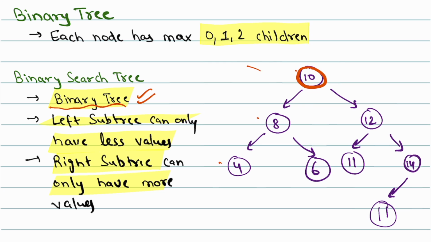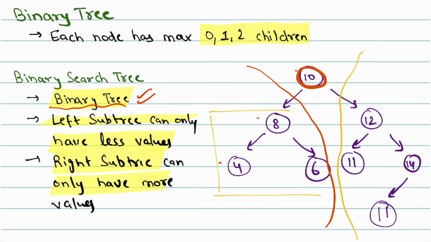The left tree of this node is this entire structure, and the right tree of this node is this entire structure, right? So if you look at this subtree, all these values are less than 10. Similarly, on this side of the subtree, all the values are more than 10. So we can say for this node, condition 1 is satisfied, condition 2 is satisfied, and condition 3 is satisfied. All these three conditions are satisfied.